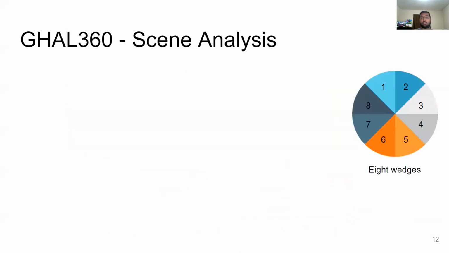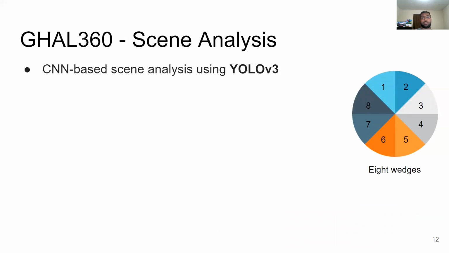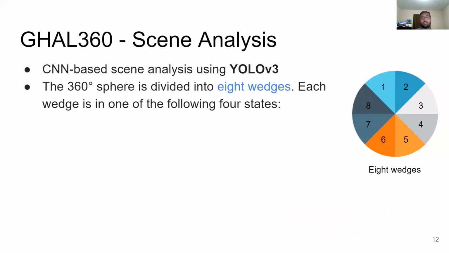We use YOLO V3, a CNN-based object detection library, for scene analysis. We divide the 360-degree video into 8 wedges, each having 45 degrees of information. Every wedge can be in one of the 4 states, one where there are no objects in the current wedge. The other one is where there is clutter in the current wedge, which means clutter here represents a lot of objects detected in the wedge.